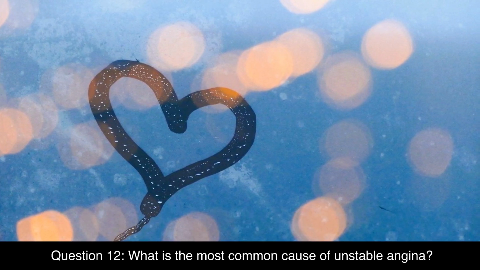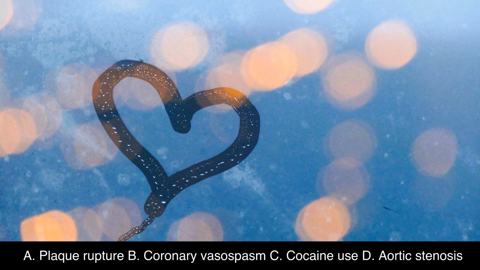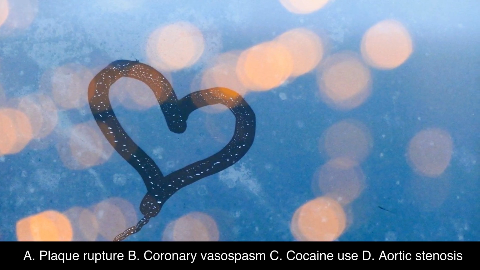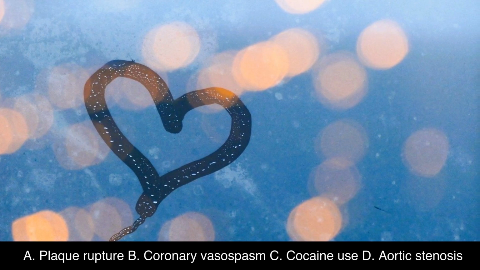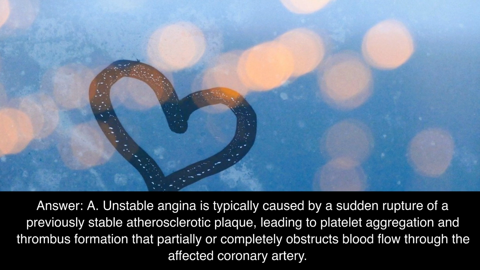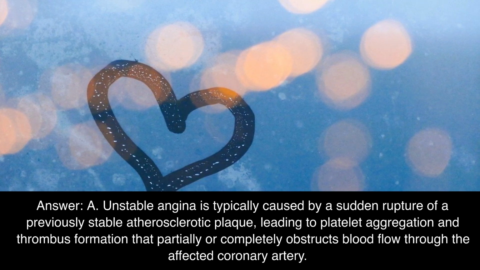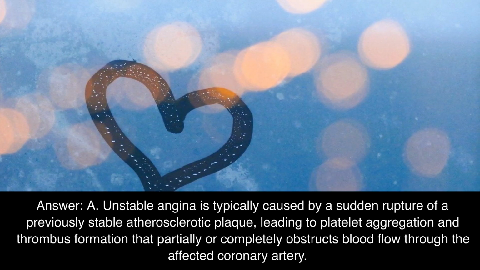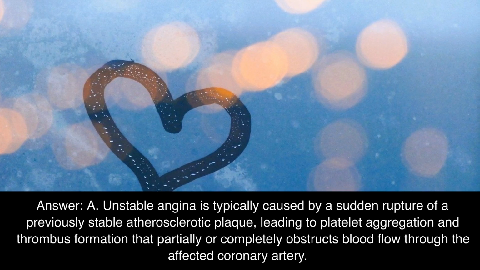Question 12. What is the most common cause of unstable angina? A. Plaque rupture. B. Coronary vasospasm. C. Cocaine use. D. Aortic stenosis. Answer: Unstable angina is typically caused by a sudden rupture of a previously stable atherosclerotic plaque, leading to platelet aggregation and thrombus formation that partially or completely obstructs blood flow through the affected coronary artery.